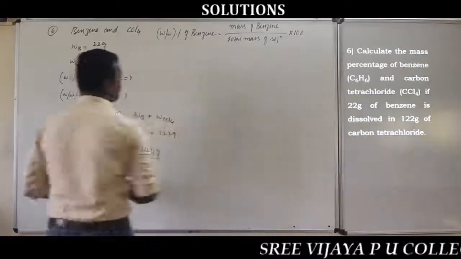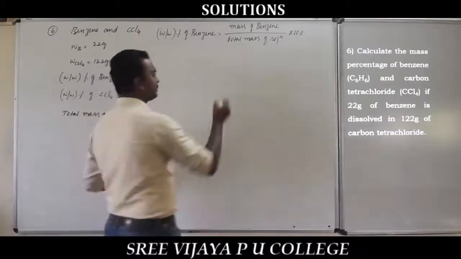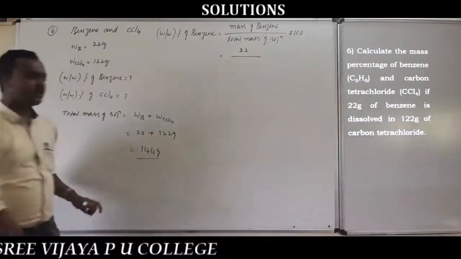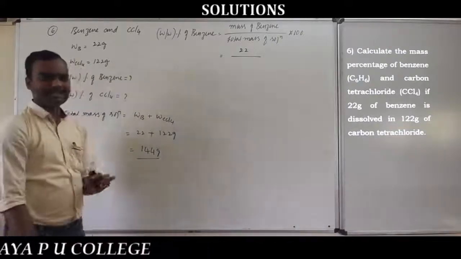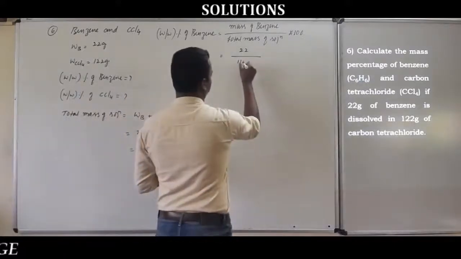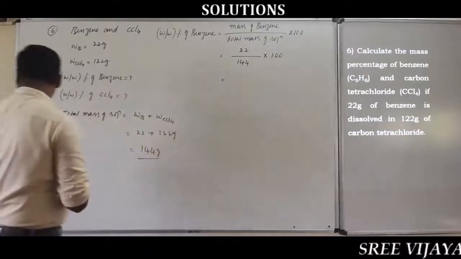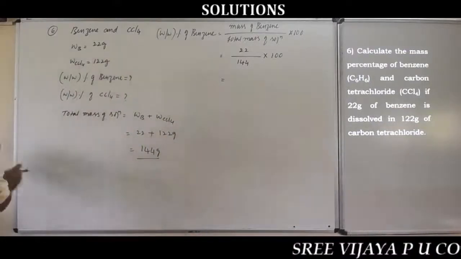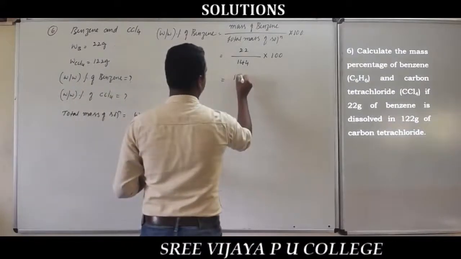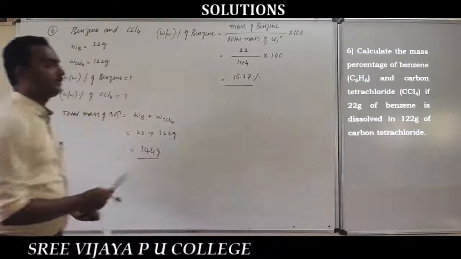So we know the mass of solution and the mass of benzene are given. The mass percentage of benzene is WB equal to 22 gram divided by the total mass of solution, that is the sum of the mass of benzene and carbon tetrachloride, that is 144 gram, into 100. After simplification, 22 divided by 144 into 100 is equal to 15.27%. That is the mass percentage of benzene.